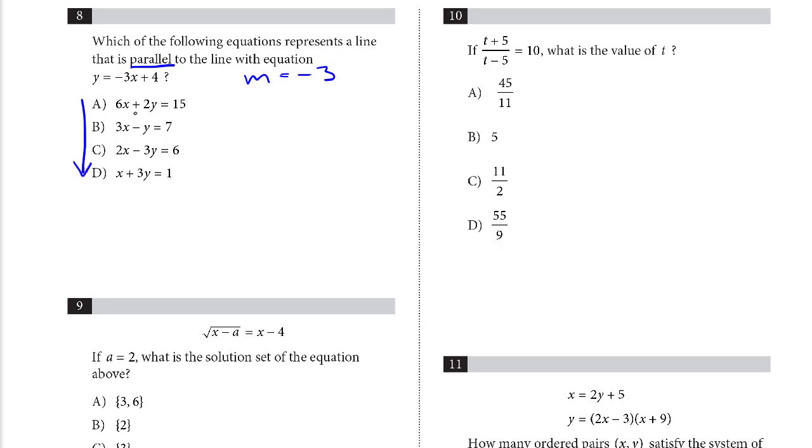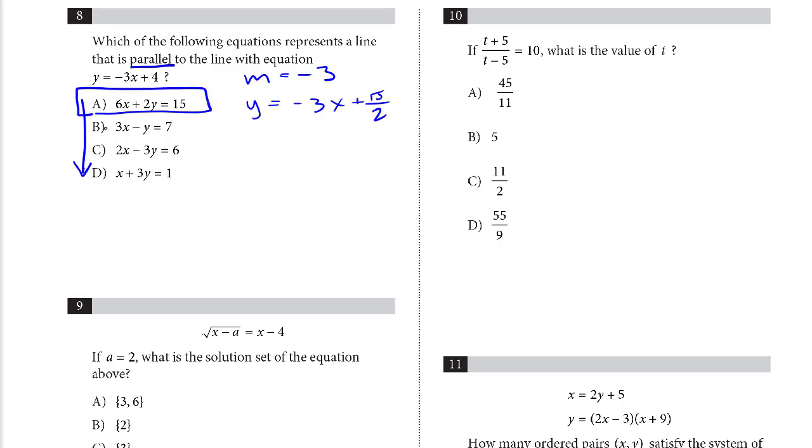Aha, note, every answer is in standard form, ax plus by equals c. So we might have to solve for y to figure that out. If I looked at the first one, I would subtract 6x and divide by 2. That would be minus 3 slope. Essentially, this is going to be y equals minus 3x plus 15 over 2. That would be parallel. That's going to be our answer.